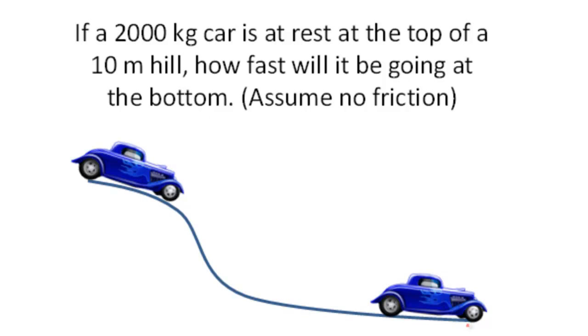Today we'll be checking out work and energy and the relationship between the two in different scenarios. Let's read the problem here. The 2,000 kilogram car is at rest. That's kind of an important thing for us, and we're just going to acknowledge that right now. It's at rest at the top of a 10-meter hill. Once again, the height of the hill is pretty important for us. How fast will it be going at the bottom? And we're going to assume no friction.